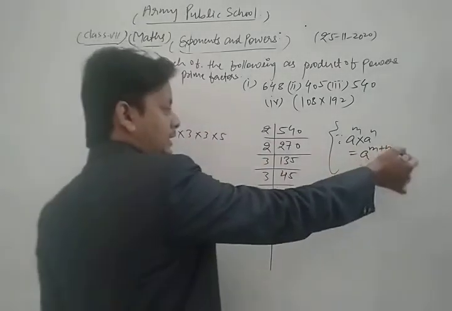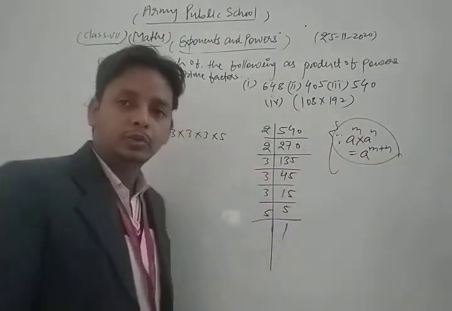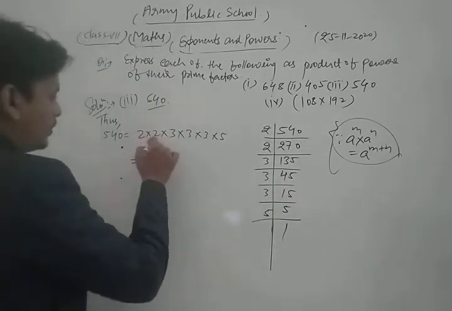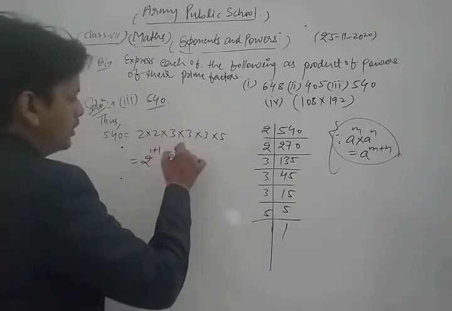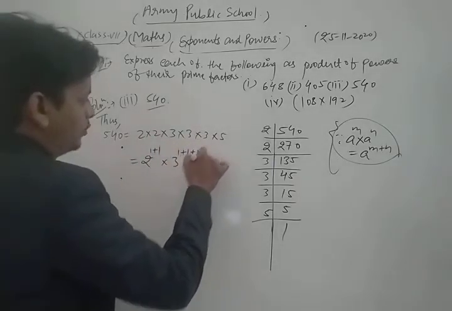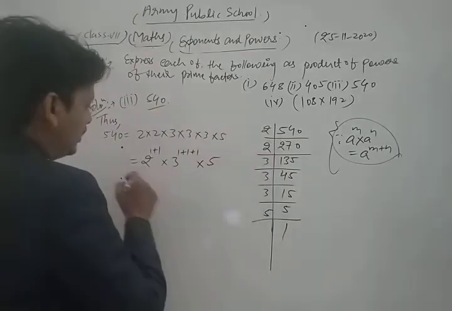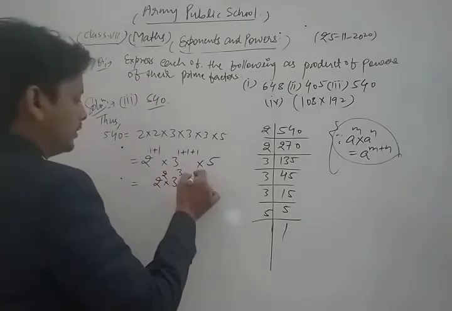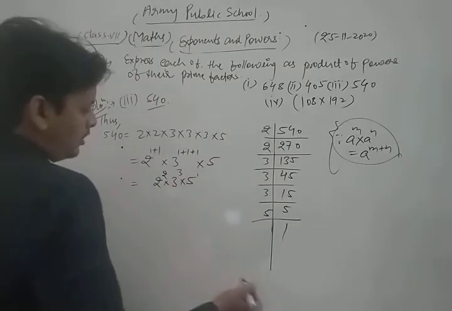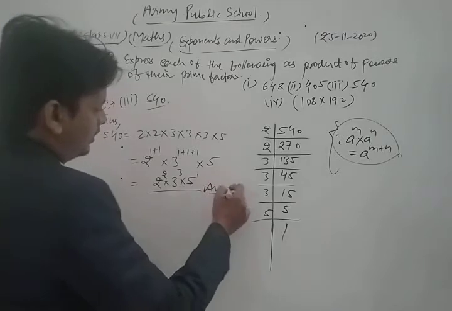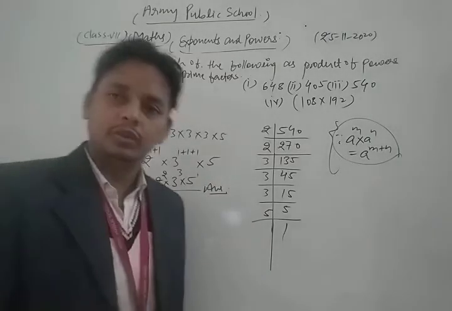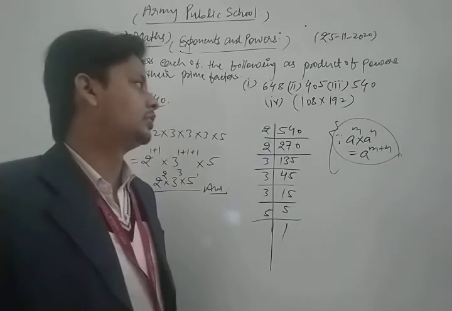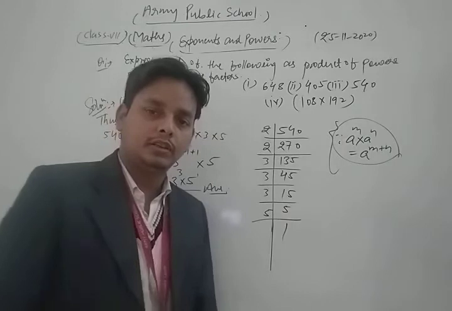Again we apply the same result, a to the power m into a to the power n is equal to a to the power m plus n. Here we get 2 to the power 1 plus 1 into 3 to the power 1 plus 1 plus 1 into 5, written as it is, as its power is 1 only. So we get 2 squared into 3 cubed into 5. Writing the power 1 is not necessary. This is the required answer. So this is the concept to solve that type of question. Now similarly we take and solve the next part of this question.